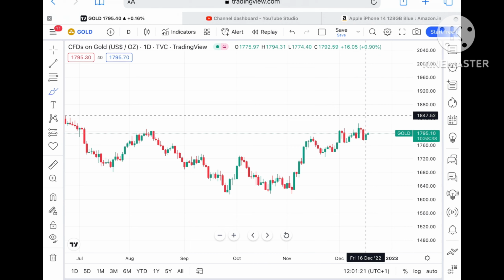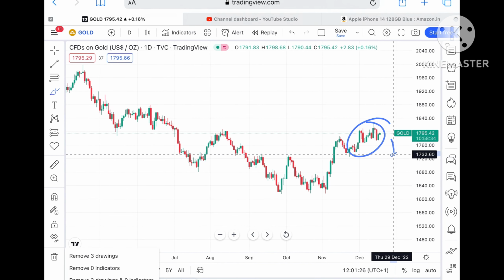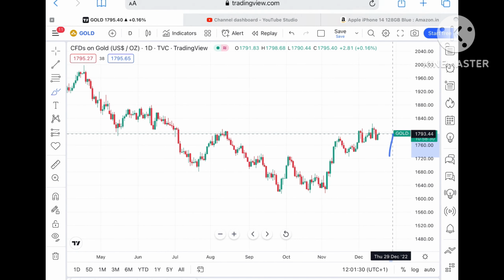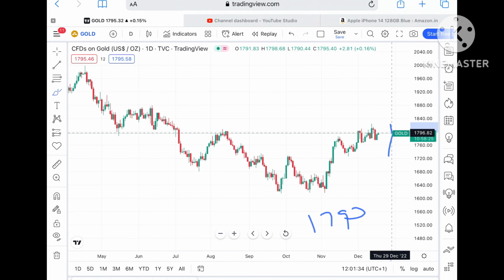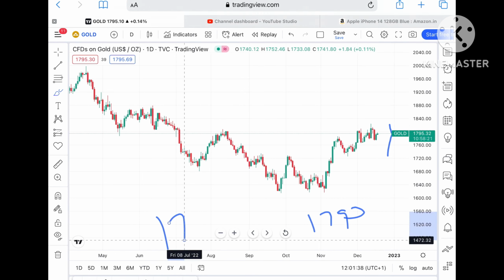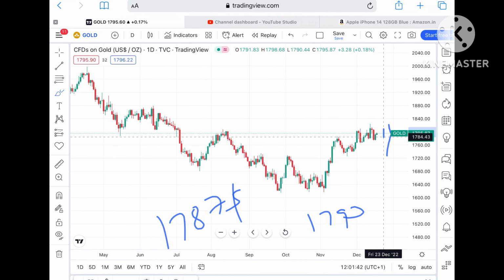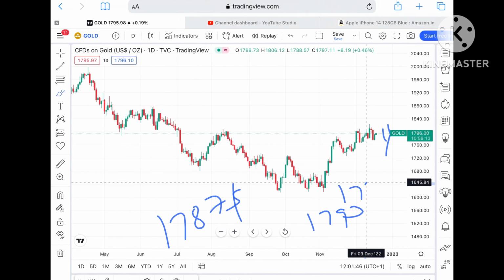But if you look at this particular chart, this is the zone. Once this zone breaks downside, we can see it move further low. If the price doesn't sustain this level, it can go towards around $1793, and if that level goes further low, it can move down towards around 1787. If the price falls below that level, chances are very high it can go further down towards around $1772.